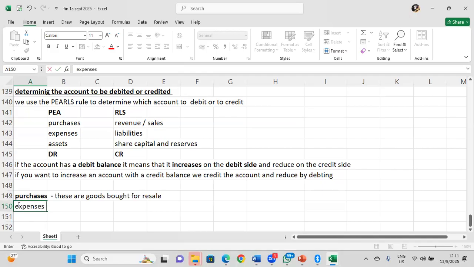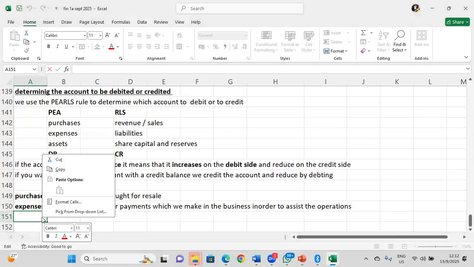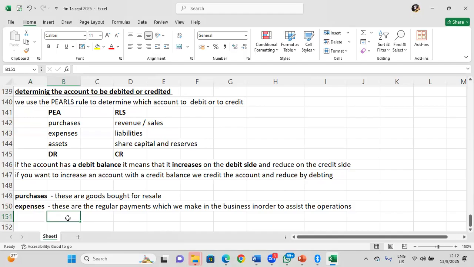Then we have expenses. The expenses, these are the regular payments which we make in the business in order to assist the operation. So those are expenses. We can have a lot of expenses. I'll just list a few examples.